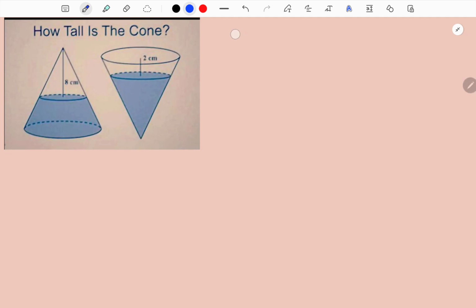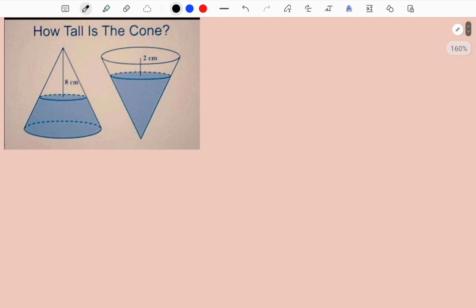This is not how it works, because how do you know that this is 8 and that this is 2? Will it be true that if this blue part over here is also a cone, with a height of 8, and this part over here, which is called a frustum, has a height of 2, they will have the same height? And no, that is not true. So we cannot just add the two heights together.